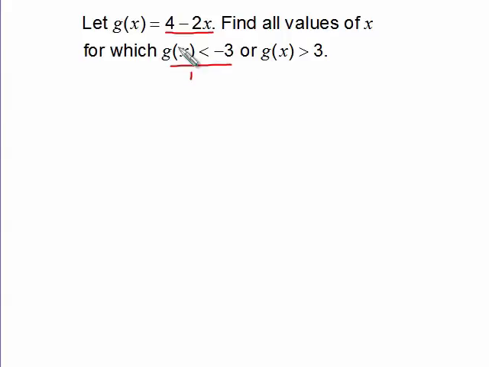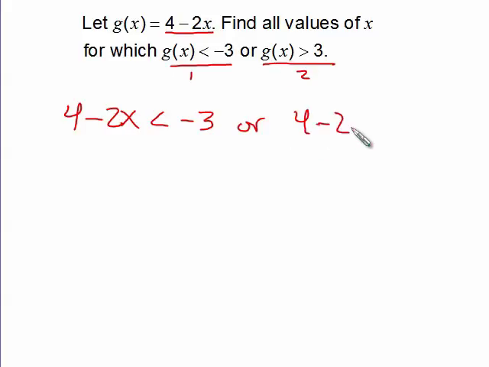It tells me that g of x, which is 4 minus 2x, needs to be less than negative 3, and then I'll go ahead and put the word "or" here because that's important. And then they tell me the second one is g of x, which is 4 minus 2x, is also greater than 3. So these are the two inequalities that I need to solve.